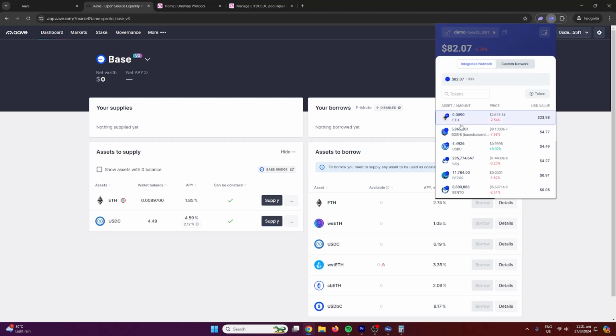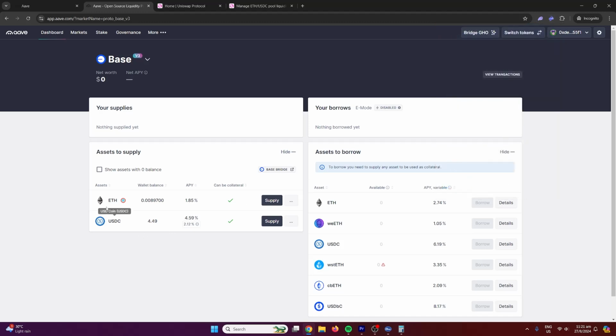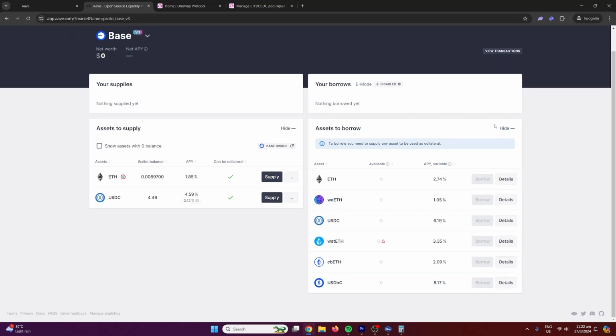On the Base chain you can see that I have around 20 USD in Ethereum. So I'm going to deposit into Aave. On the left hand side, these are the assets that you can supply to Aave as collateral. And on the right hand column, we can see some of the assets that we can borrow from the protocol, like ETH, USDC, and there's not a lot to choose from. On other chains, you might find more coins that you can borrow and also supply.